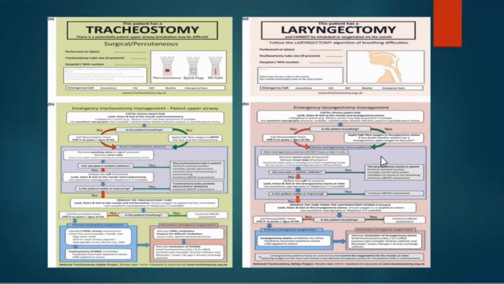So you can see that it has a green part and a red part. The green algorithm is for management of tracheostomy in case of patent upper airway patients, so you can intubate or provide oxygen from above. And the red algorithm is for neck-only breathers, so you can intubate, ventilate, or provide oxygen only through the neck access.